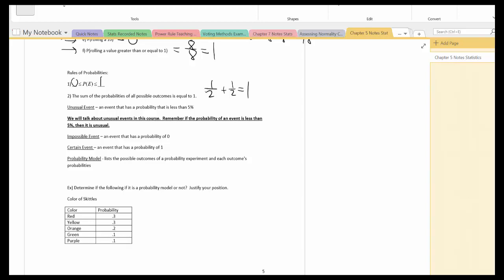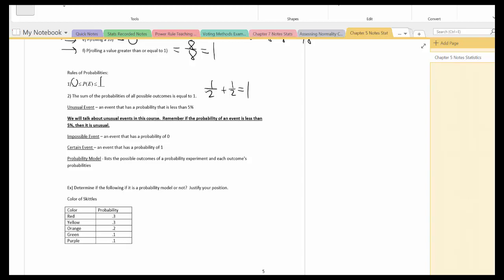In this video, we're going to continue our discussion with probability. Before we do that, let's talk about what's called an unusual event. This is an event that has a probability that is less than 5%. So we will talk about unusual events in this course. Remember, if the probability of an event is less than 5%, then it is unusual.